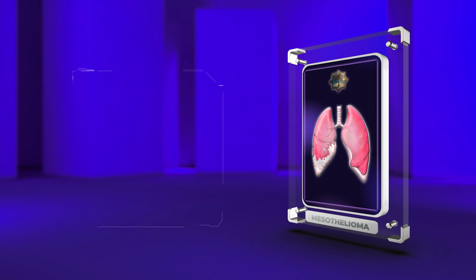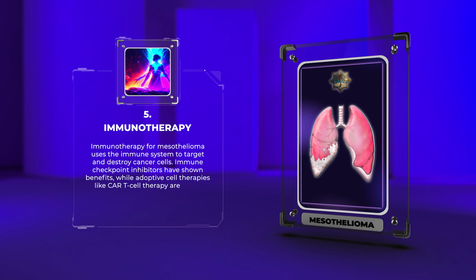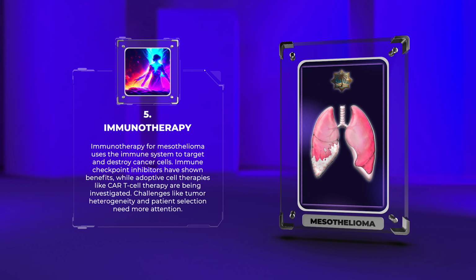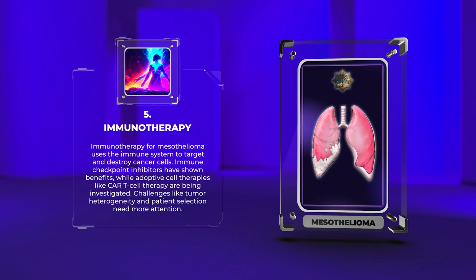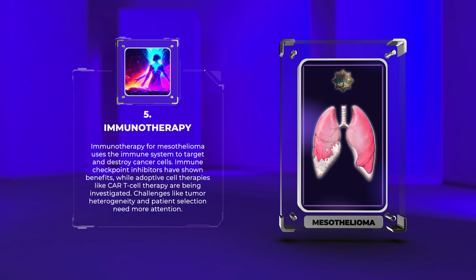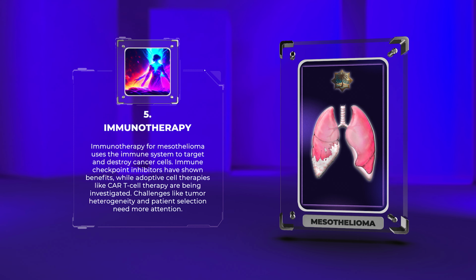Immunotherapy for mesothelioma uses the immune system to target and destroy cancer cells. Immune checkpoint inhibitors have shown benefits, while adoptive cell therapies like CAR T-cell therapy are being investigated. Challenges like tumor heterogeneity and patient selection need more attention.